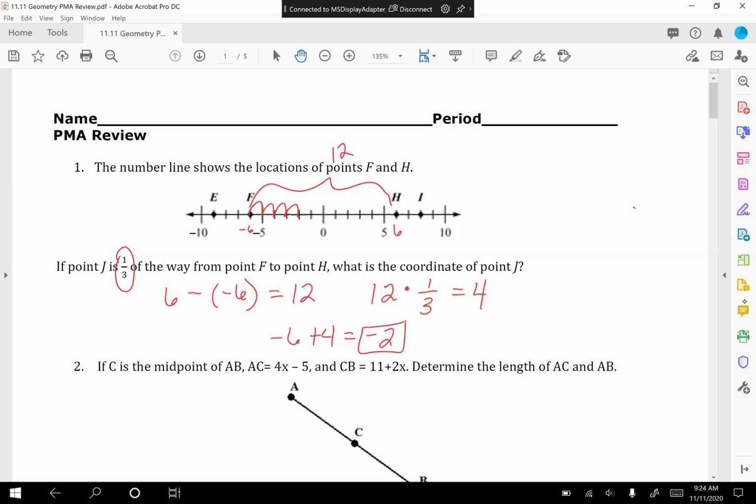And then you can also count on the graph. If you land right here, this is at -2. So if they give you a graph, you can count on it. If they don't give you a graph, then you have to do the subtracting of those points, all right?